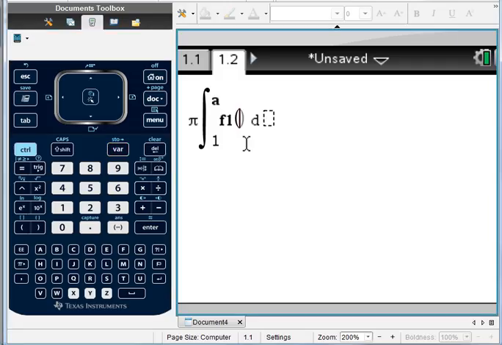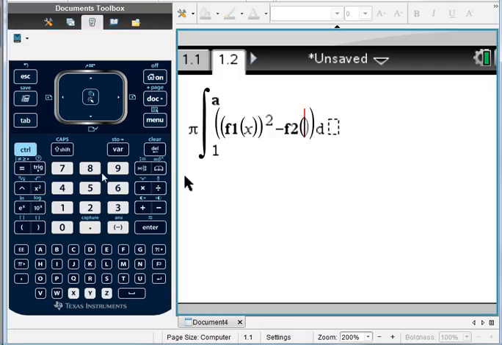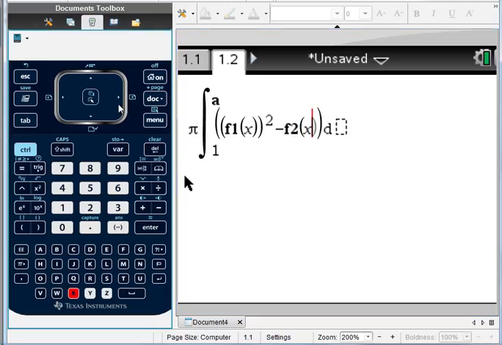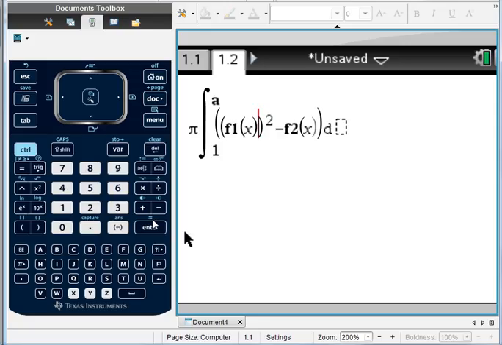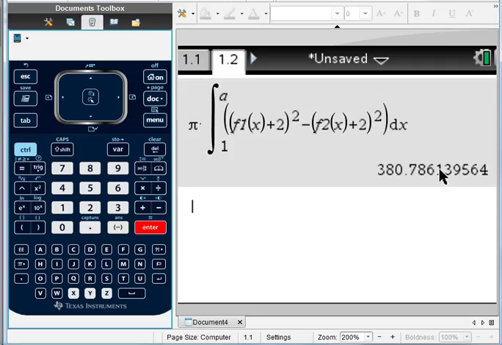And it was f1. Oops, let's put a parentheses here first. Of x squared minus f2 of x. Oops, I forgot to put the parentheses again. Open parentheses so we can square it. Oh, and actually it wasn't just f1, it was f1 of x plus 2, wasn't it? So let's put it, sorry, plus 2 squared, and then parentheses f2 of x plus 2 squared, and then times dx. And see, we get the same answer that way.